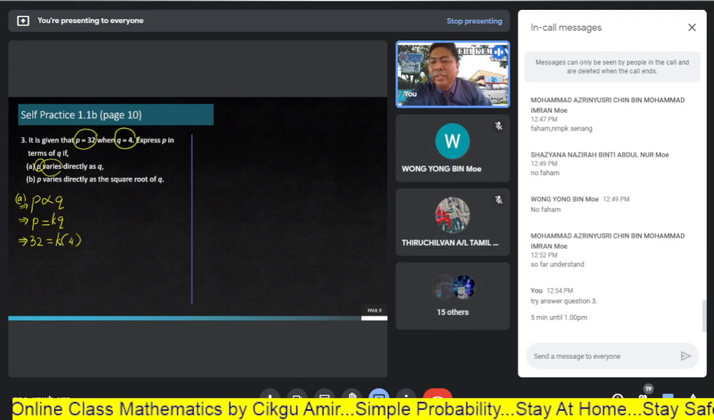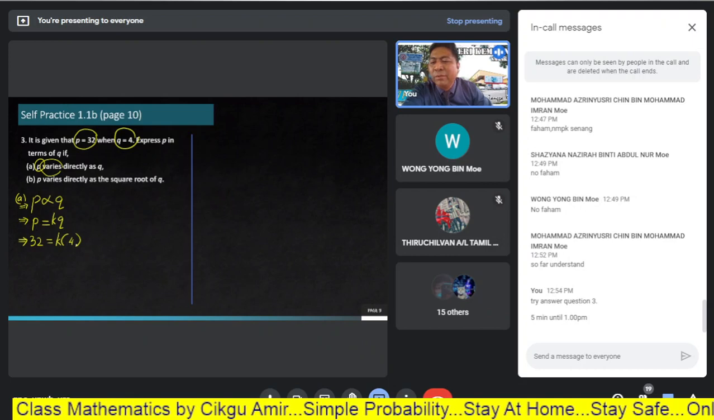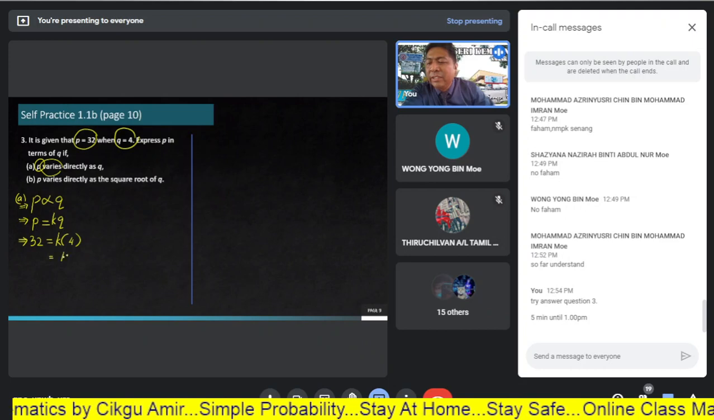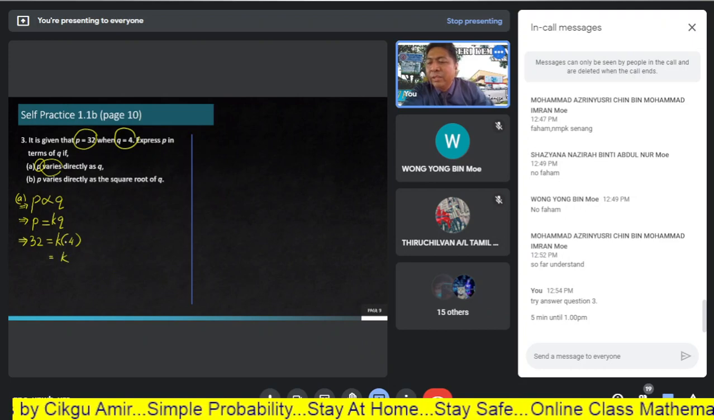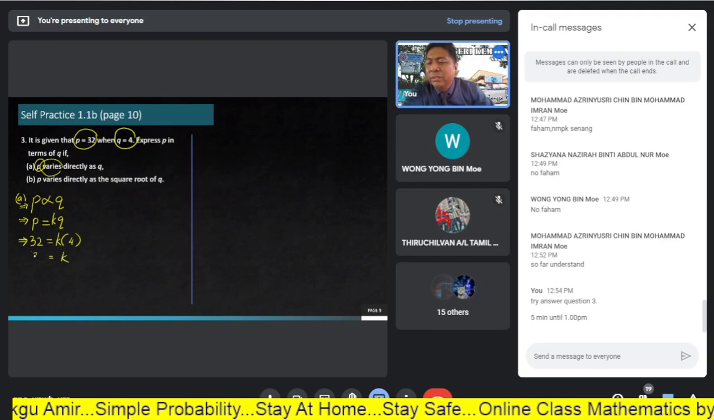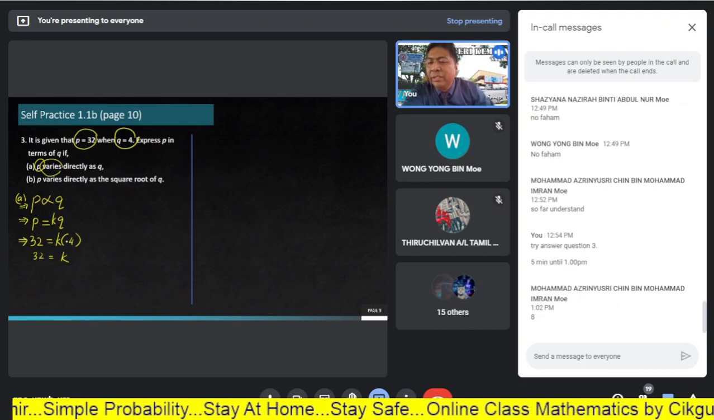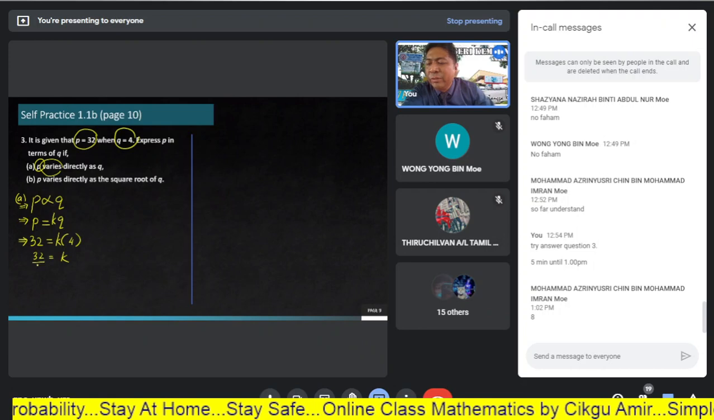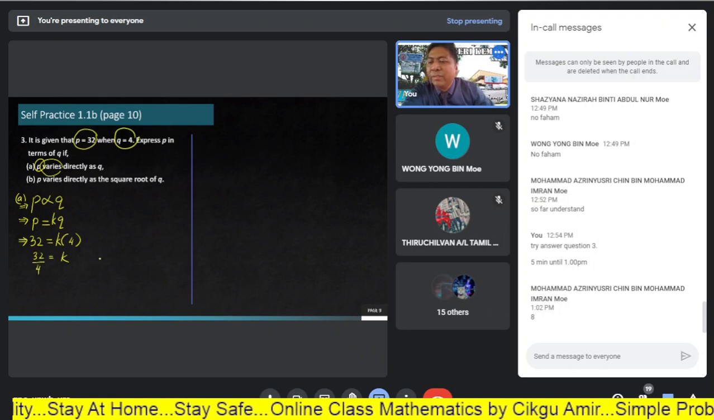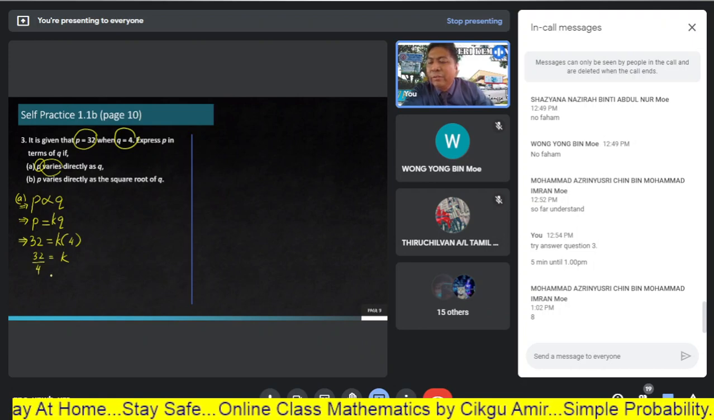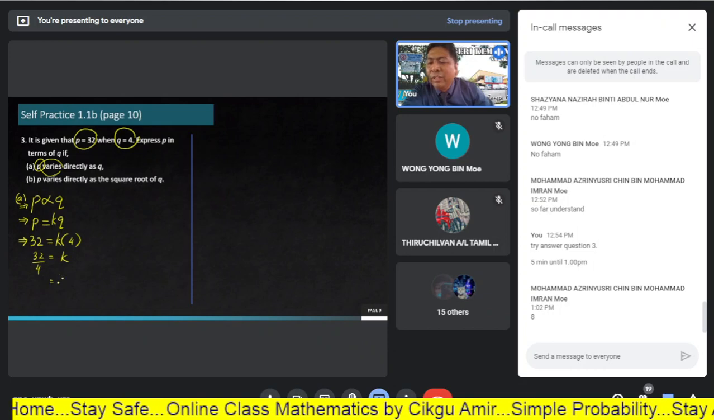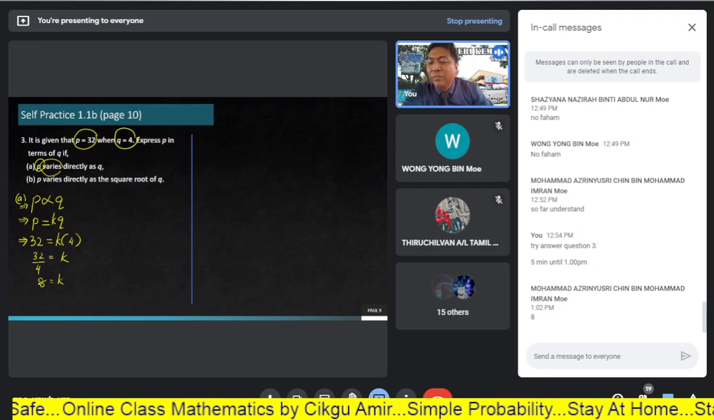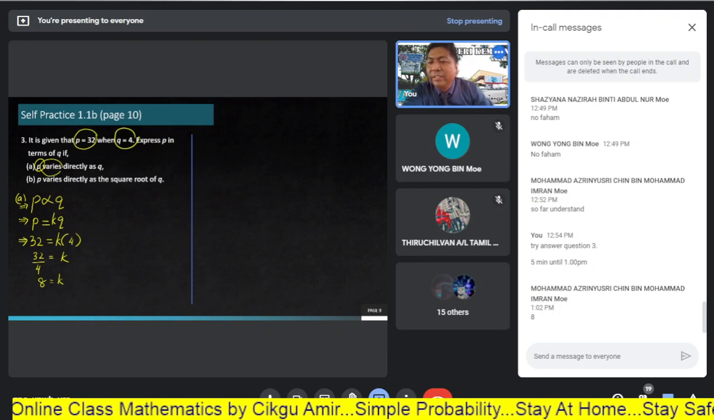32 equal to K4, K multiply with 4. So, solve this. Move the number 4 to the other side. Multiply, move to the other side, it will become divide. 32 divide by 4, the value of K is 8. This is the third step.